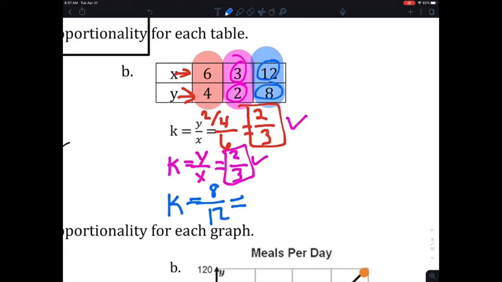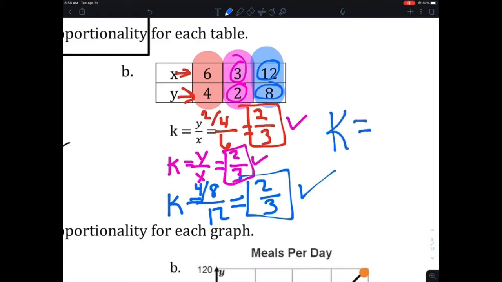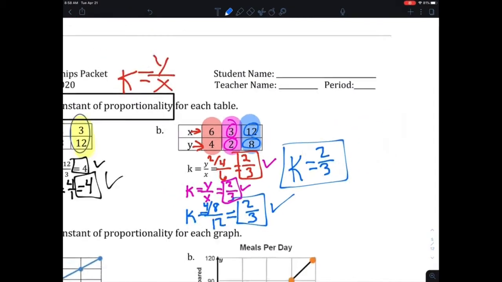We can do a 2, right? A 2 works, but it's too small. We could try to pick a different number. What about 3? 3 doesn't go into 8, so no. 4? 4 does go into 8, and 4 does go into 12. So let's try with a 4. What's 8 divided by 4? Good. What's 12 divided by 4? Look at you guys on top of your game. Awesome job. They all match. Therefore the constant proportionality for this table is 2/3. Alright, moving on.